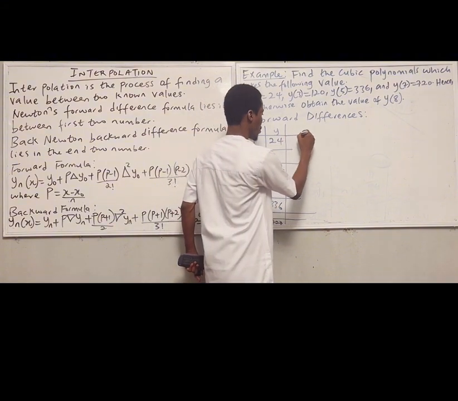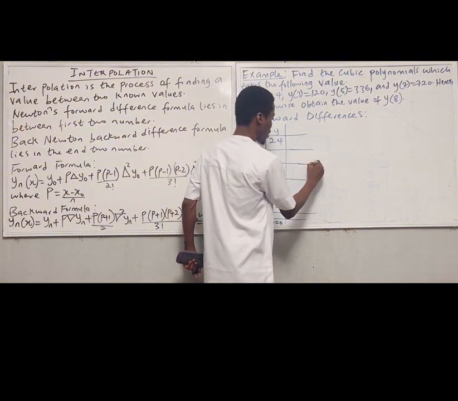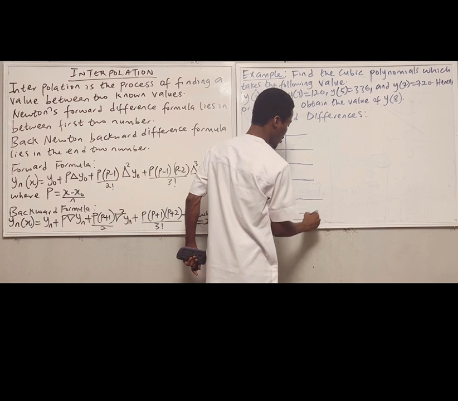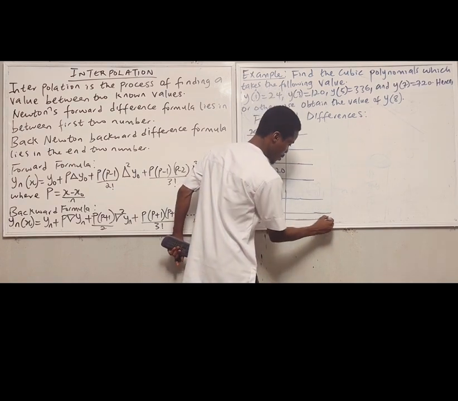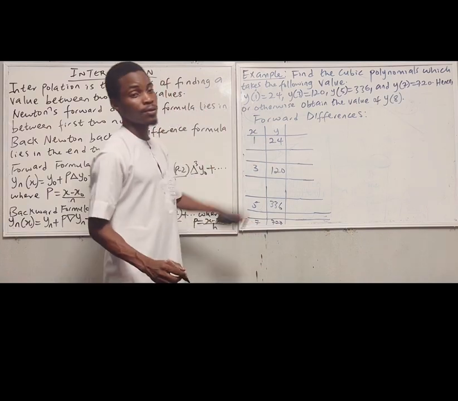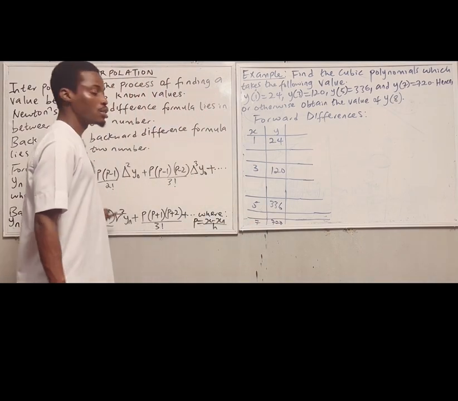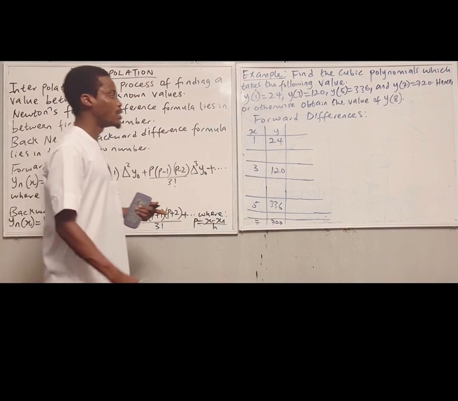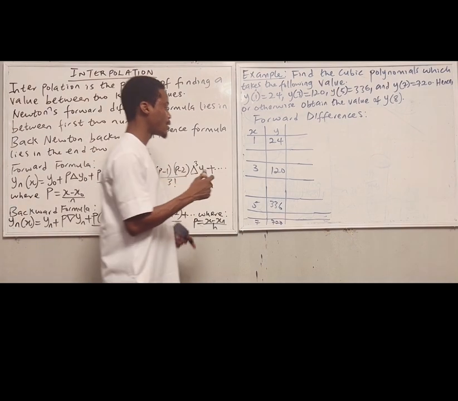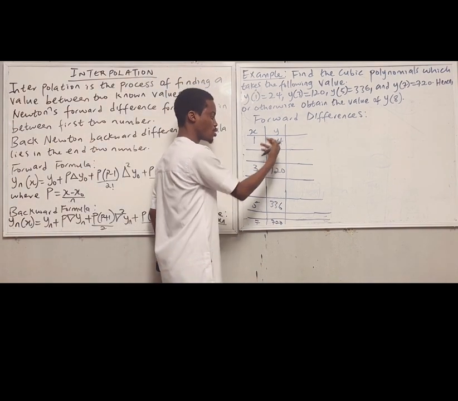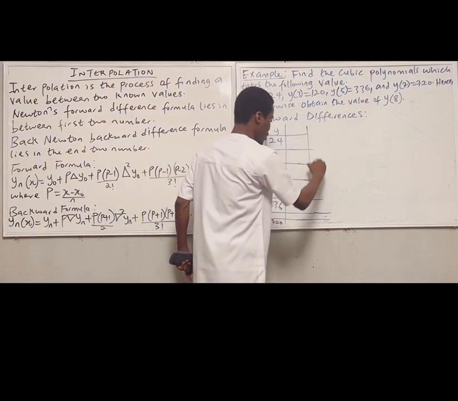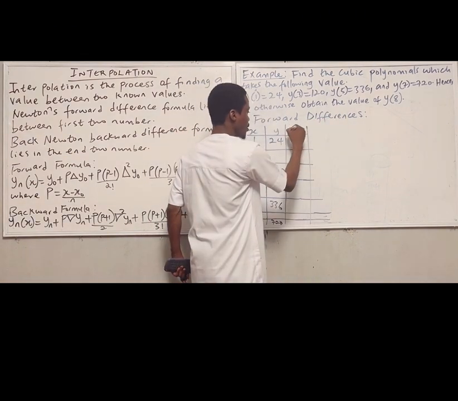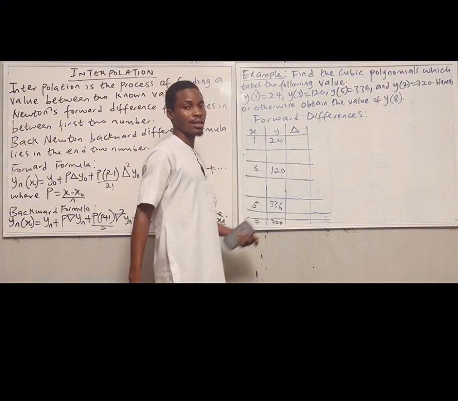So I've computed for x and y. Since I'm considering forward difference, that is Newton forward interpolation, it means I have to find my first change. That is, I have to find the differences between these numbers. Here I'm going to have my first changes. This is a change sign, the delta.